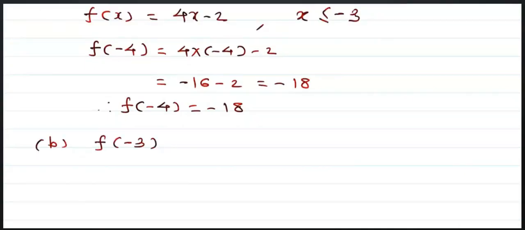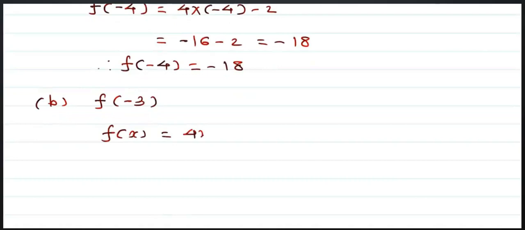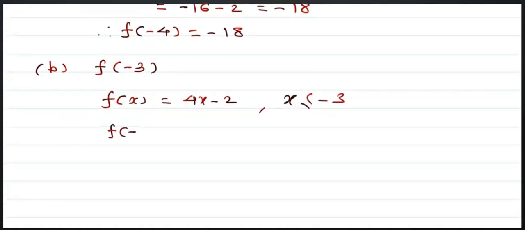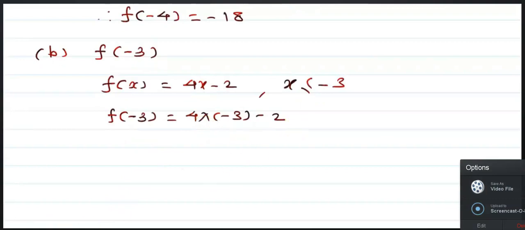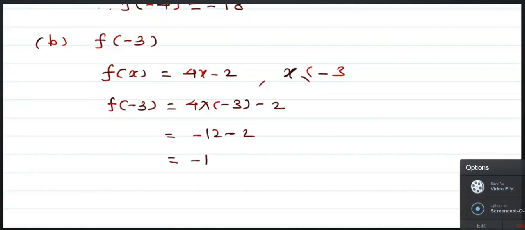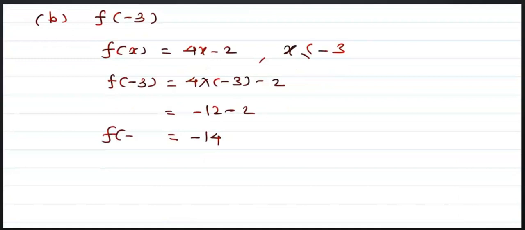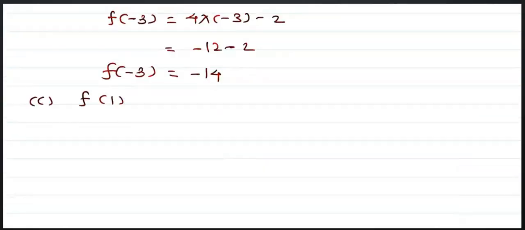Now next is f of minus 3. To find out the value of f of minus 3, again we take the same function, that is f of x is equal to 4x minus 2. x is replaced by minus 3. That is 4 into minus 3 minus 2, that is minus 12 minus 2, that is minus 14. Therefore, f of minus 3 is equal to minus 14.